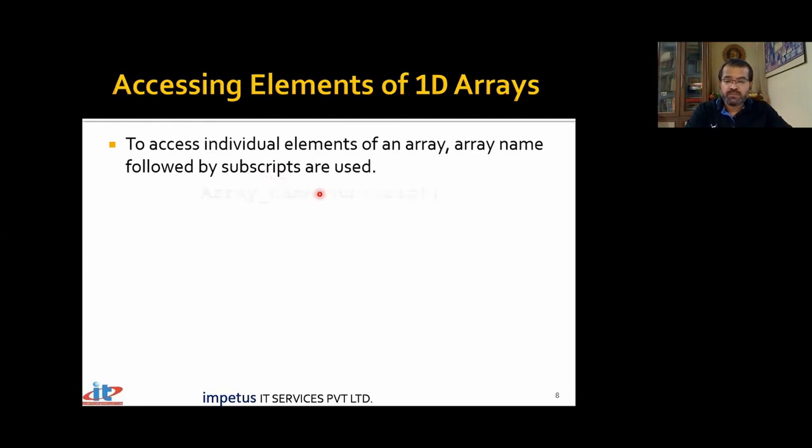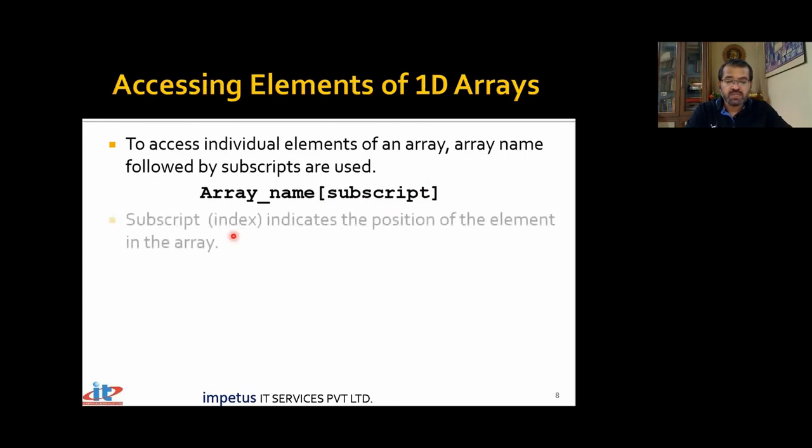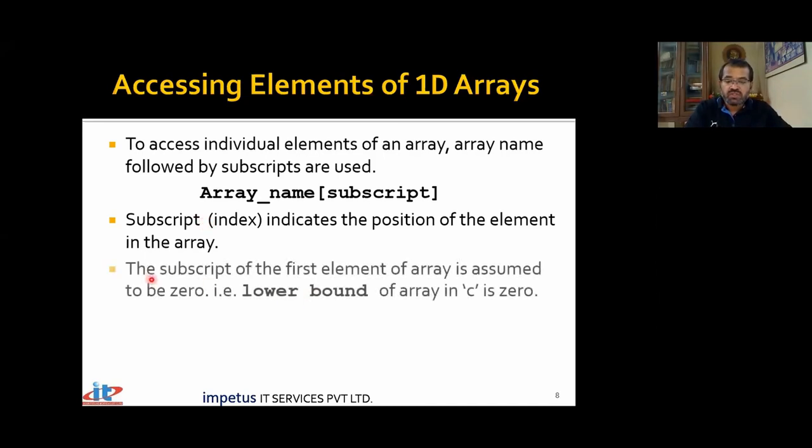But what is a subscript? A subscript is nothing but the position of the element inside that particular array. What is the syntax? Array name, then the square brackets, and inside the square brackets we pass the subscript. This subscript signifies the position of the element inside the array. So if I have a group of 5 variables, the position of the first element is 0, next is 1, 2, 3, and 4. So the subscript will be 0, 1, 2, 3, 4. The subscript of the first element in the array is assumed to be 0.